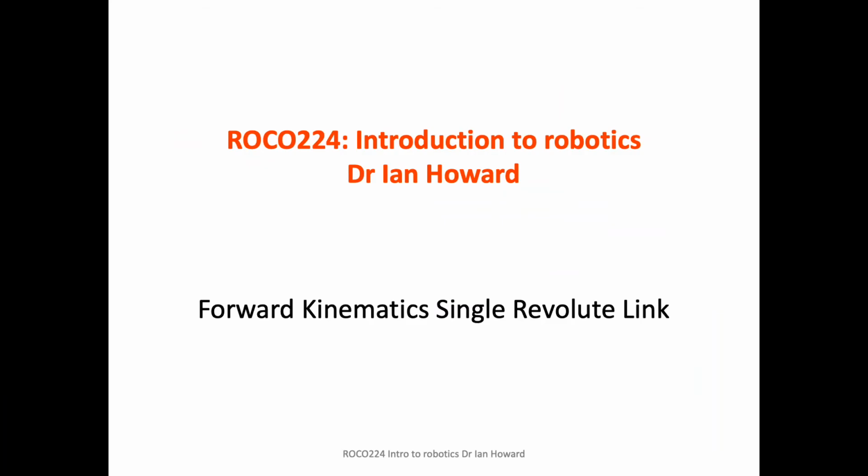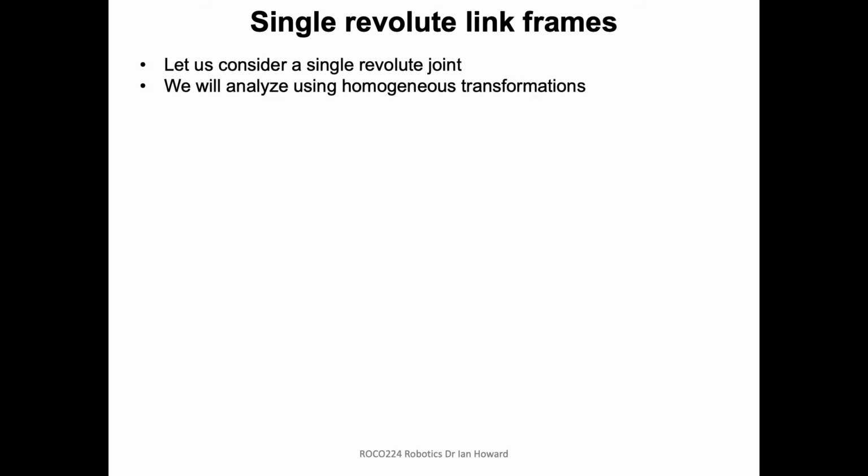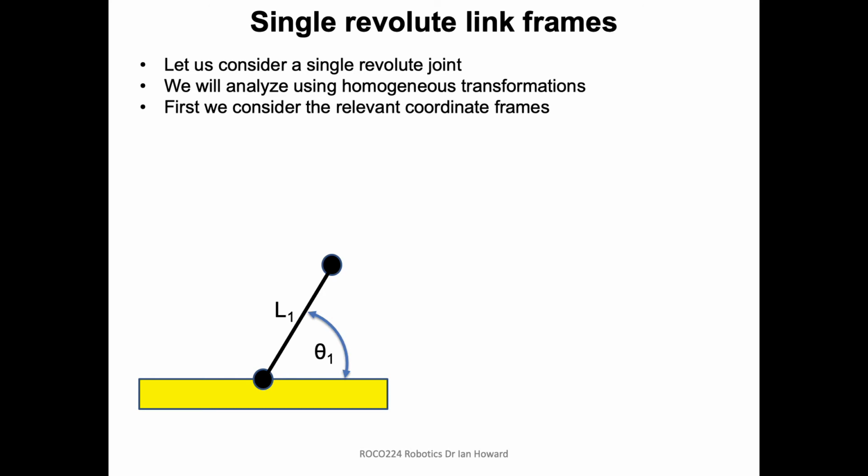Let's now think about some real arms, starting with some very, very simple things like a single revolute link. Then we'll move on to something a little bit more complicated. So a single revolute link is about as easy as you can get. We're going to analyse this linkage by first putting appropriate frames on the linkage, and then analysing it using homogeneous transformations. So let's think about where we could put useful frames.